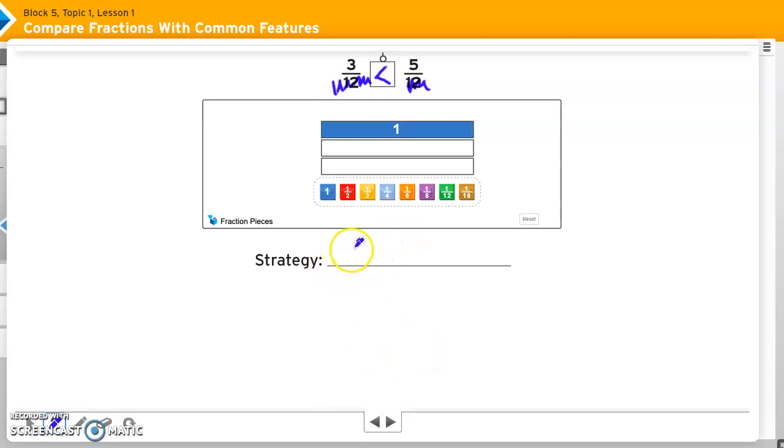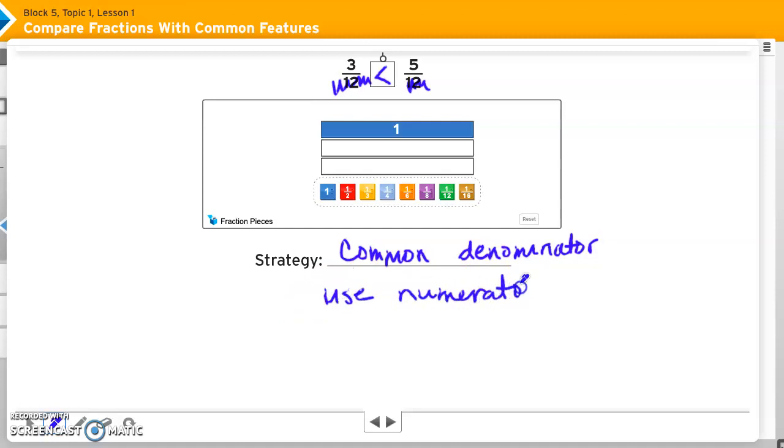This is known as the common denominator strategy. When you have a common denominator, you focus and use the numerator to make your decision. 3 is less than 5. So I can drag up 3/12. Glad they didn't do too many of these. We all know how much fun this is to do. And you can see that 3/12 is less than 5/12.